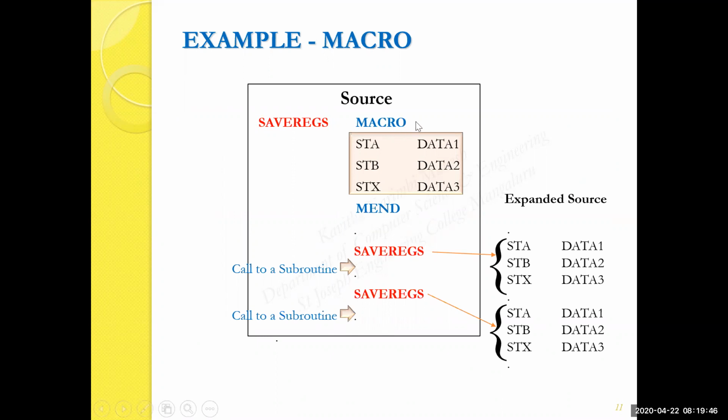As I mentioned, the beginning of the definition is always marked with the directive MACRO. The name of the macro is placed immediately preceding MACRO in the label field. So the symbol in the label field for the directive MACRO indicates the name of the macro.